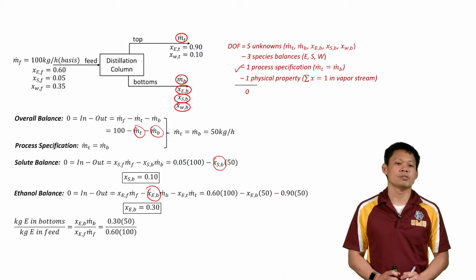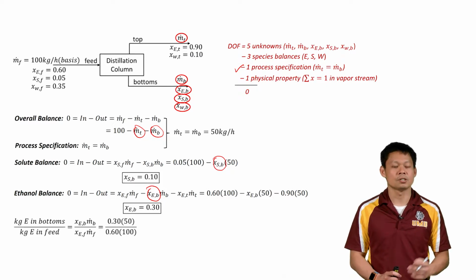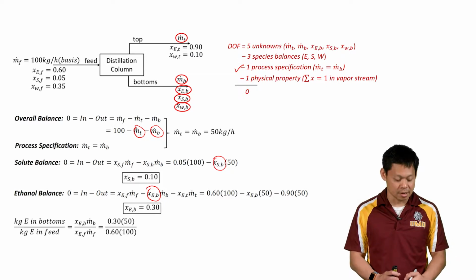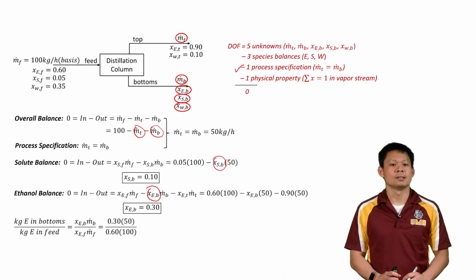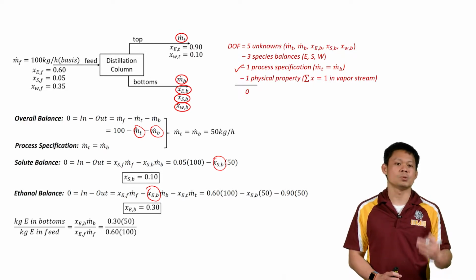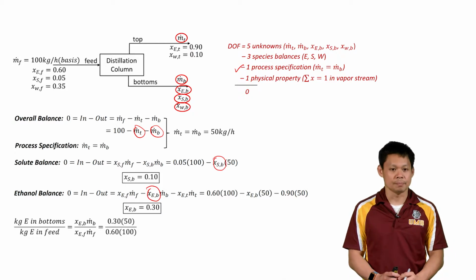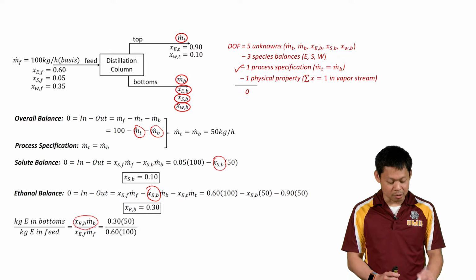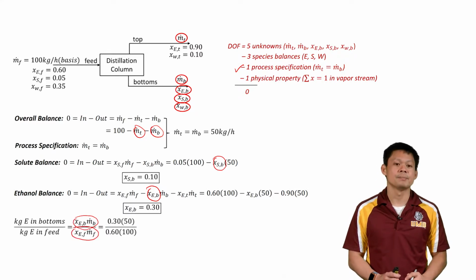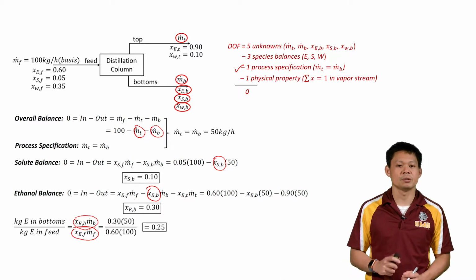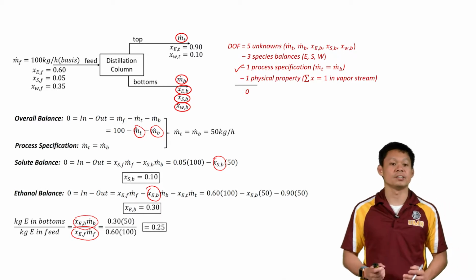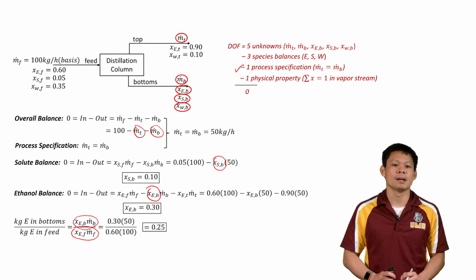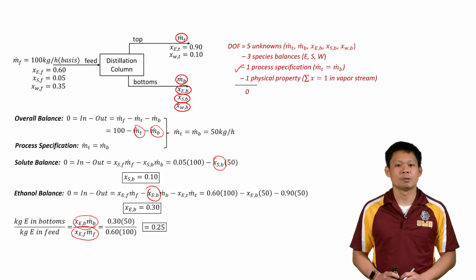But if you look at the question, we actually don't need that. What it asks for is the ethanol mass fraction, and we want to know the ratio of the ethanol in the bottoms to what is fed into the column. So the amount that is in the bottoms is the mass fraction in the bottoms multiplied by the bottoms flow rate, divided by the amount that's in the feed. We already have all of those numbers. We just plug in those numbers and we see that 25% of what is fed came out in the bottoms. All right, so now we have solved the entire material balance problem.